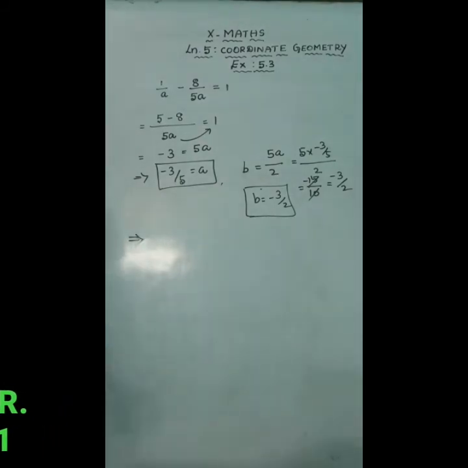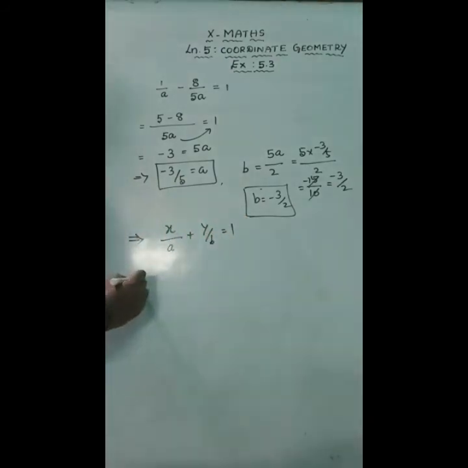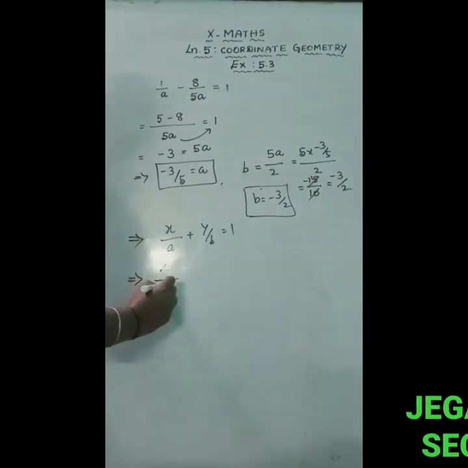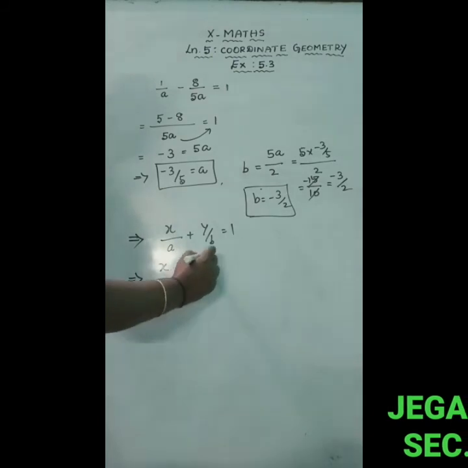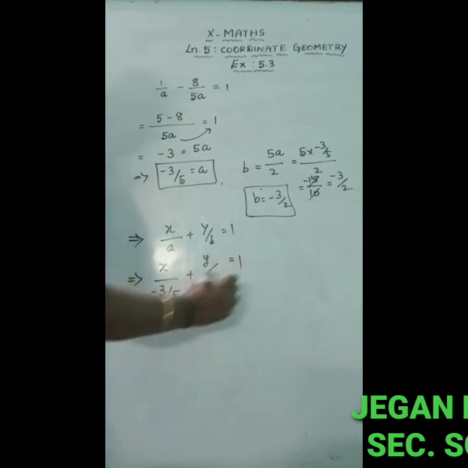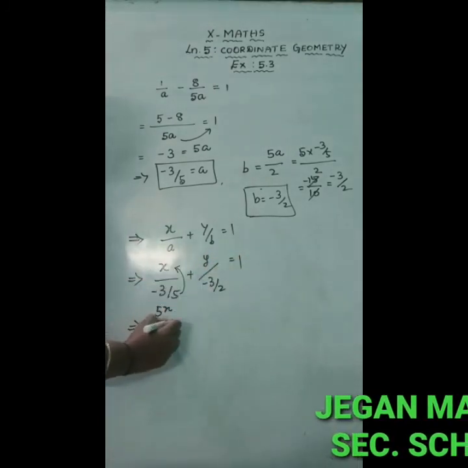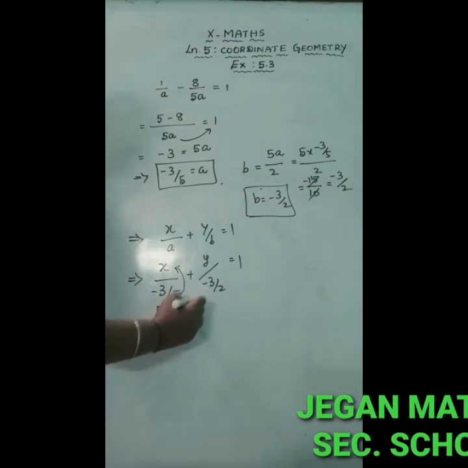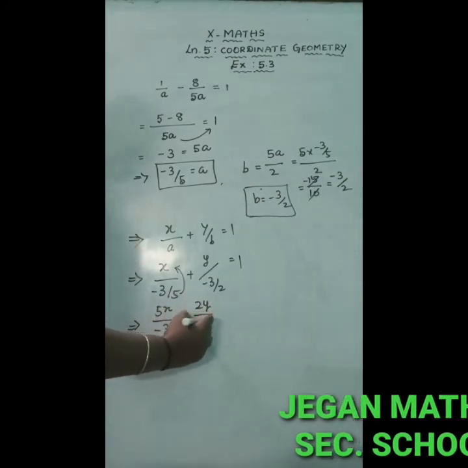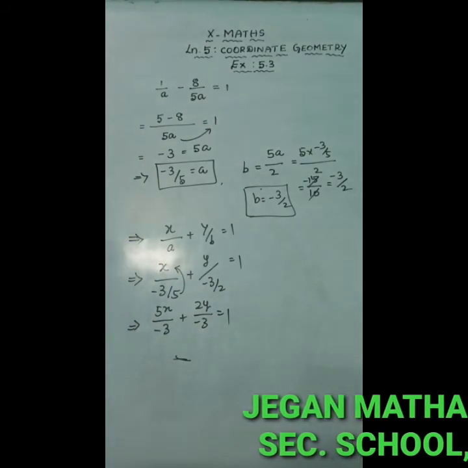So the equation of the straight line, we already know, x divided by a plus y divided by b equal to 1. This is in the intercept form. So substitute the values for a and b: x divided by minus 3 divided by 5 plus y divided by minus 3 divided by 2 is equal to 1. So 5x divided by minus 3, then plus 2y divided by minus 3 equal to 1. This is the equation for the line.